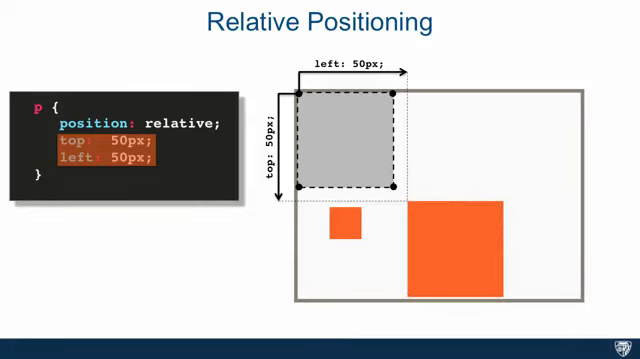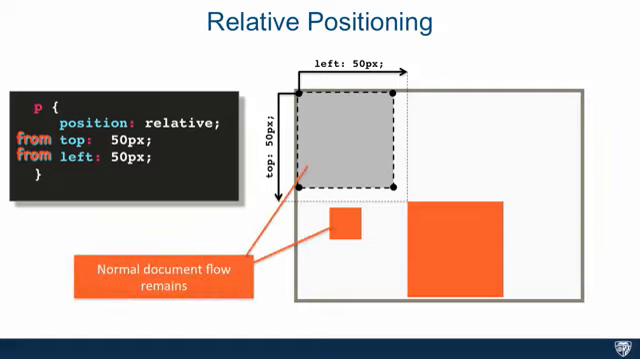Now, these values might be a little bit confusing since we're saying left 50 pixels, but yet we're moving the element to the right. So the way you could think about these offsets is really not top or left, but more like from the top and from left. So if you take from left 50 pixels, you move 50 pixels to the right, and if you take from top 50 pixels, you're really moving 50 pixels from the top.